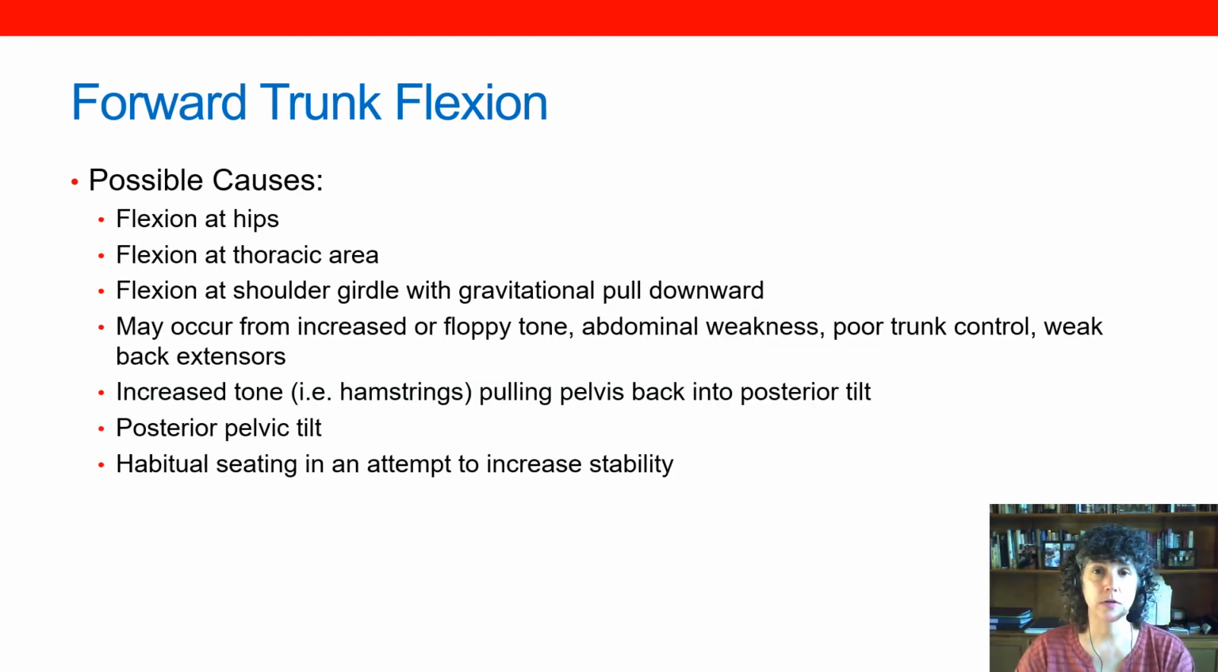This forward trunk position can be caused by numerous factors. There could simply be a lot of flexion happening at the hips. It could be there's active flexion at the thoracic area. It may be that the shoulder girdle is collapsing downward with the influence of gravity. It could be, again, that we have low tone in the trunk, even if there's high tone in the extremities. Perhaps the abdominals and/or back extensors are weak. It could be that increased tone, for example, in the hamstrings, is pulling the pelvis into a posterior tilt.